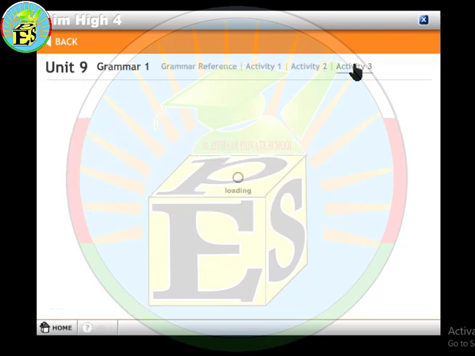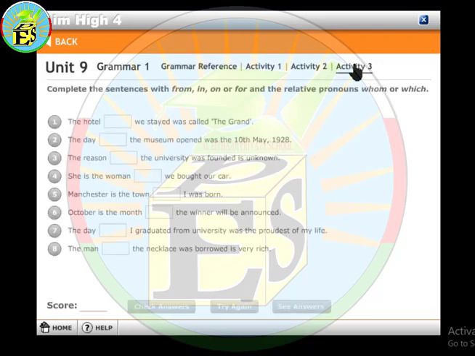Last activity. Complete the sentence with from, in, on, or for, and the relative pronouns whom or which. You will take a preposition plus what? Plus a relative pronoun. The hotel space we stayed was called the Grand. In which. Right.